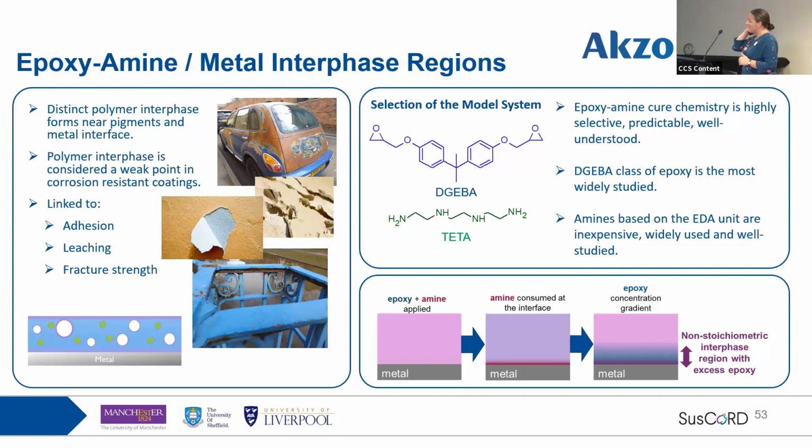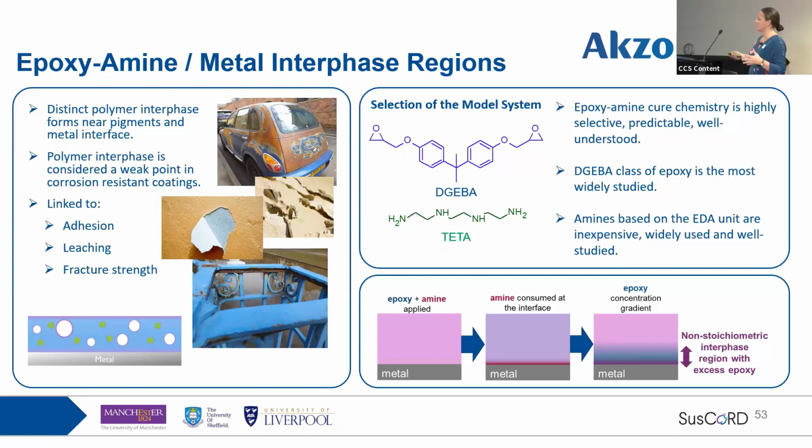So we selected an Epoxy-Amine system to study initially. So we're looking at diglycidyl ether of bisphenol A type epoxy. So these aren't possibly used as much as they were, but they are very well studied and they have very predictable cure chemistry. And so that's why we've chosen these as our model system.